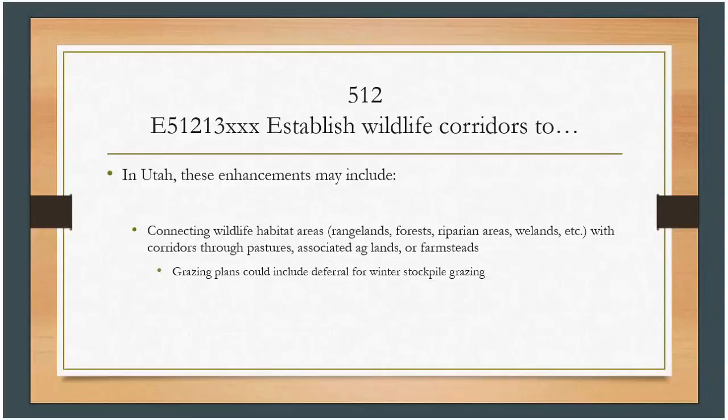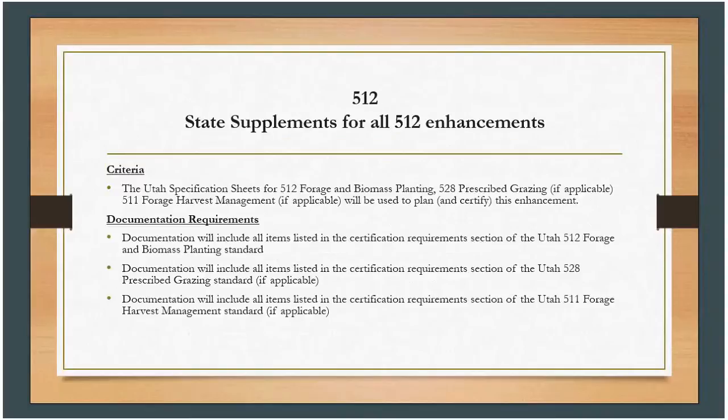and documentation of seed and any fertilizer amendments that are purchased. And in Utah, these enhancements might include connecting wildlife habitat areas, between maybe rangelands and forests, riparian areas or wetlands, with corridors through these pastures or associated ag lands or farmsteads. Grazing plans could include deferral for winter stockpile grazing.